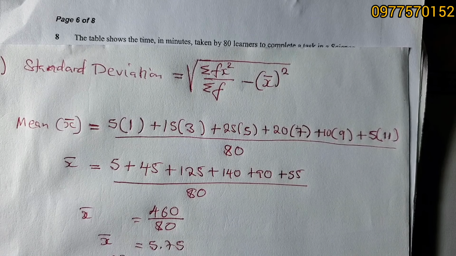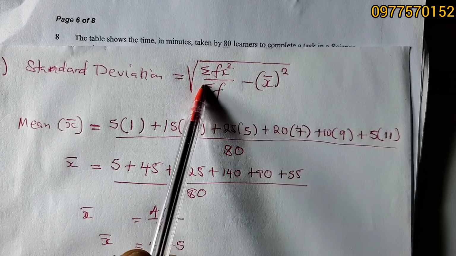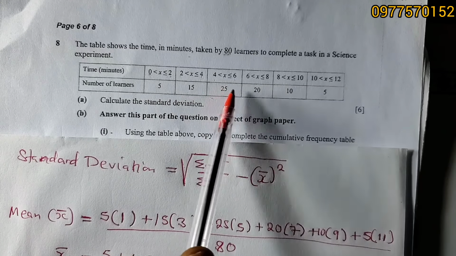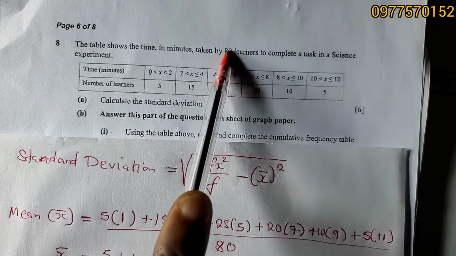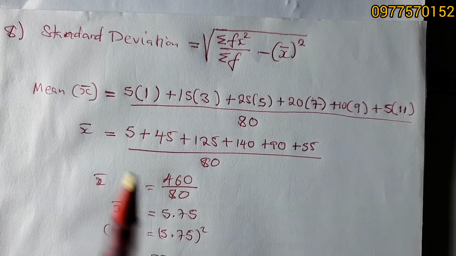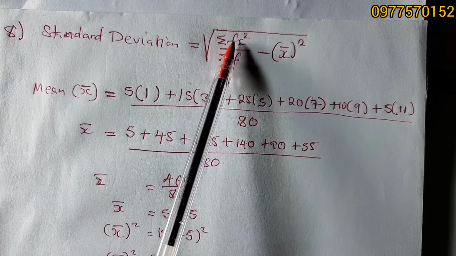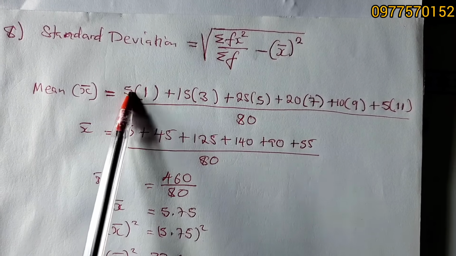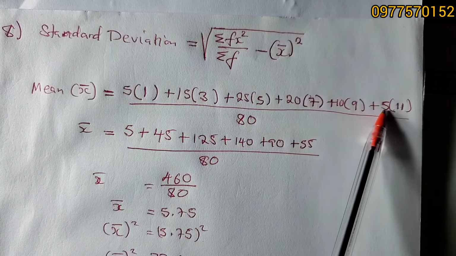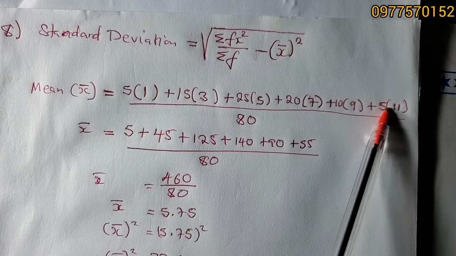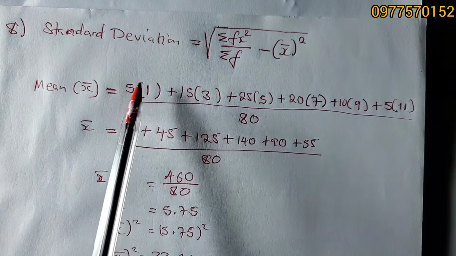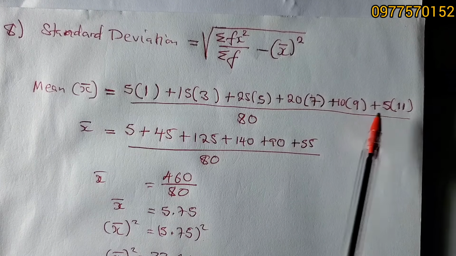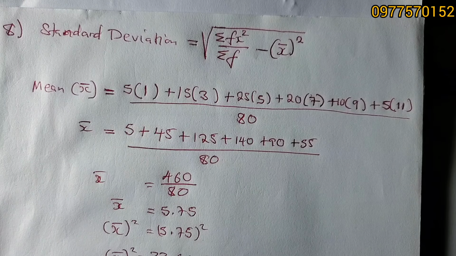Now, this is very simple. Check. This is the summation of frequency. When you add all the frequencies here, 5 plus 15 plus 25 up to 20, up to 5, it's just 80. Now, what is this? Frequency times the midpoint squared. Frequencies are 5, 15, 25, 20, 10, and 5. The midpoints are 1, 3, 5, 7, 9, and 11. Then you have to square them this time around.